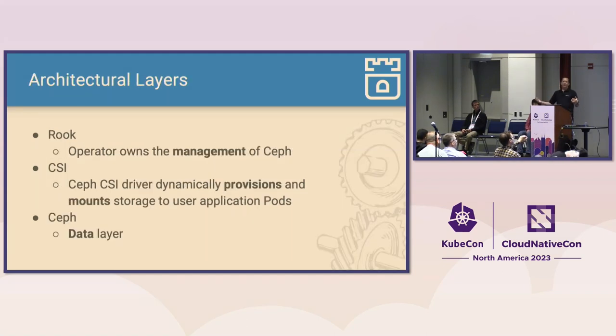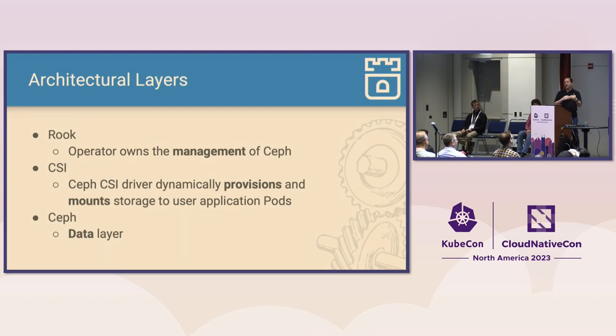So what does this look like as we brought it together in Rook? Architecturally, we really have three layers to think about. Rook being the management layer, so as the operator with the CRDs, you can tell us how to configure Ceph, and then Rook manages it. Then the plugin layer is with CSI. There's CSI plugins for any of the storage platforms. Ceph CSI will manage that provisioning and that mounting of the storage to your application pods.